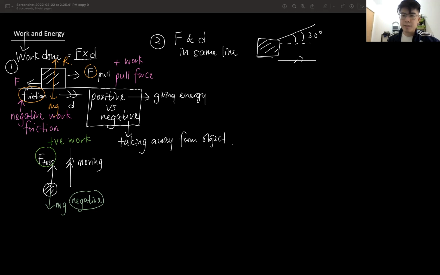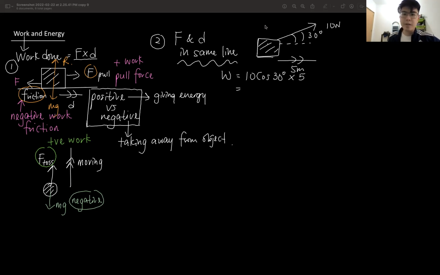Okay, it's traveling in this direction, 5 meters. This is 10 Newton. What is the work done? You have to resolve the force into the same line. You cannot take different lines here. F and D must be in the same line. So you have to do 10 cos 30 times 5 equals the work done.